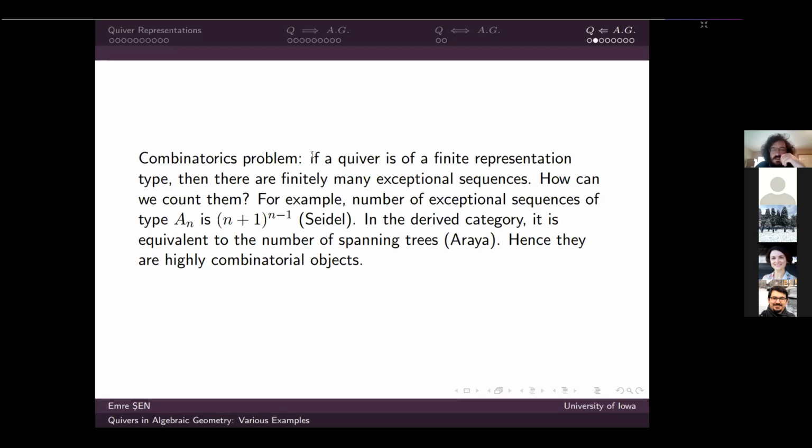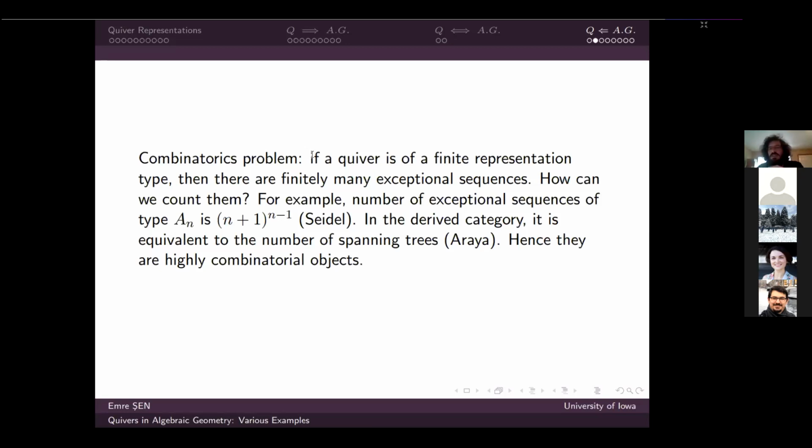And people later studied their combinatorial models. For example, you can find the works of Ralf Schiffler and Igusa, and there are many results. And also one can consider the derived category. Okay, let me check.